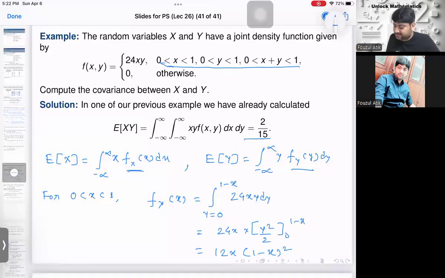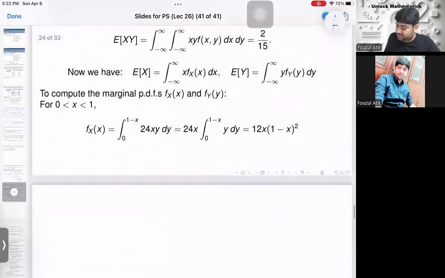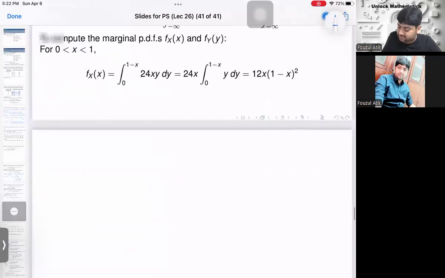Done? So fX(x) is this one. Now you see that it is very much symmetrical in x and y. Whatever properties hold for x, the same hold for y. So can you not say what fY(y) is? Since fX(x) is this, we can immediately say that, by symmetry, for 0 less than y less than 1, fY(y) is equal to the same: 12y into (1 minus y) whole square. So the marginal density functions we have got.